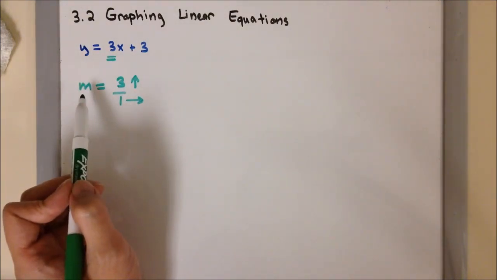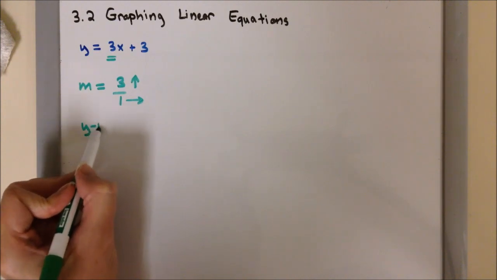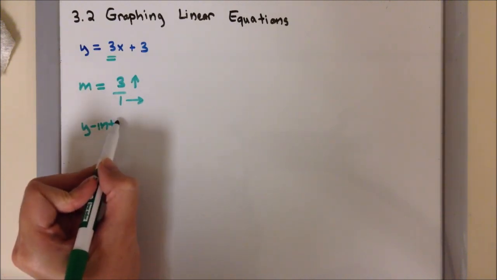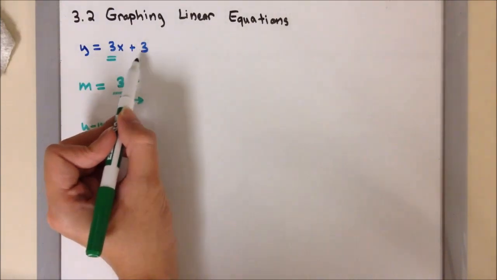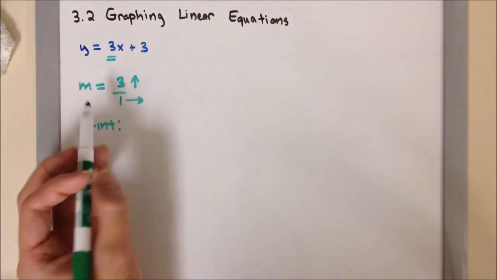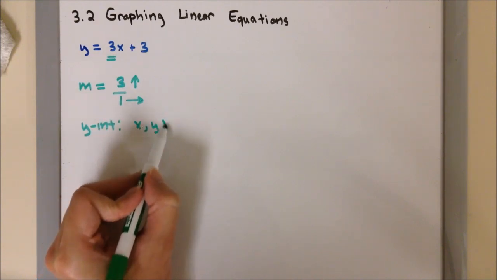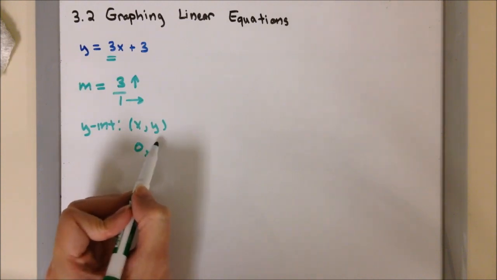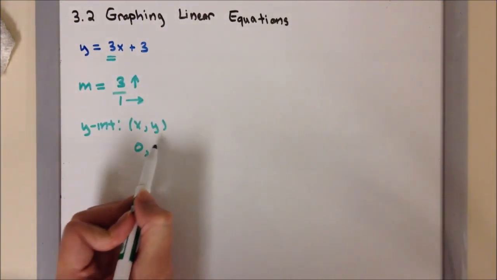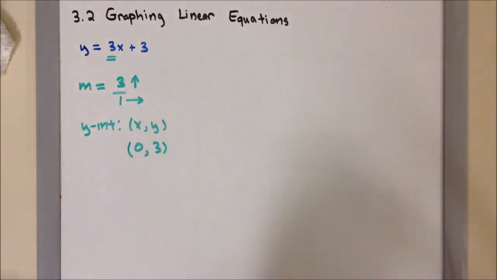After you identify your slope, next you're going to identify your y-intercept, which is this number here, the number that's by itself, no variable, so 3. I want you to put it in coordinate point form, so x comma y. For your y-intercept, your x is always 0, and the y is the number that's by itself, in this case 3. So my y-intercept is (0, 3).